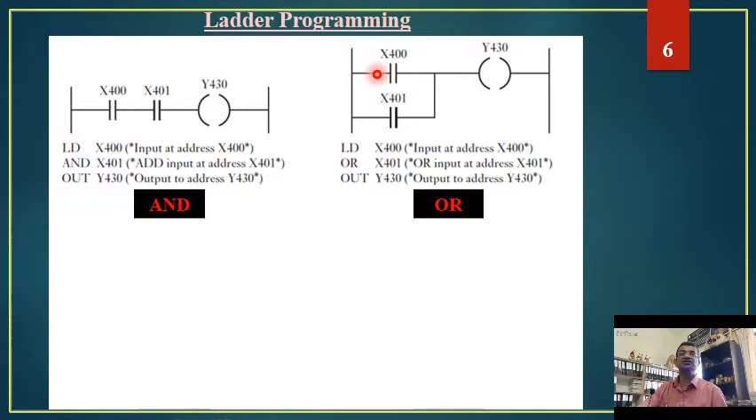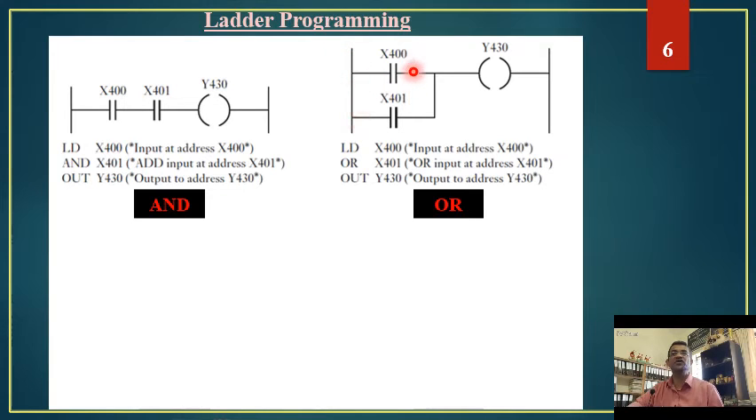And as you can see in the ladder programming, they are normally open type of switches. So two normally open switches, one at X400 and the other at X401, are connected in parallel to each other, and those two switches are connected to an output at Y430. So this is what an OR operation ladder programming is. And the question is how to convert this into an instruction list.